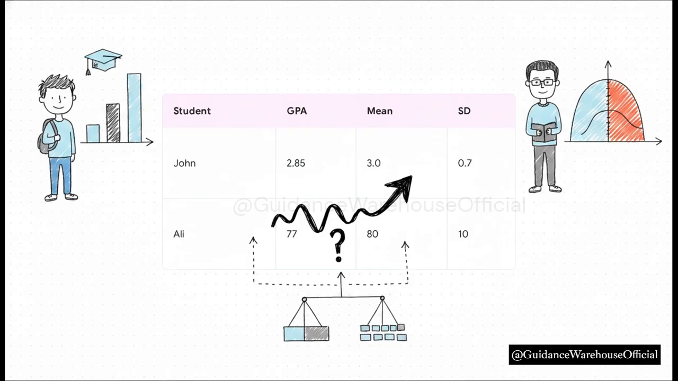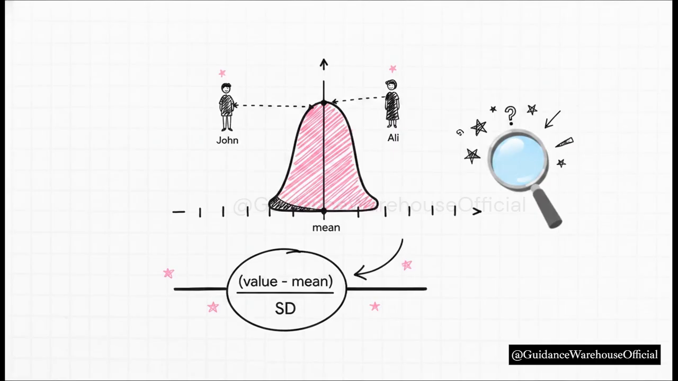John has a 2.85 GPA on a standard 4-point scale. His school's average is a 3.0, with a standard deviation of 0.7. Ollie, though, has a 77 on a 100-point scale. His school's average is an 80, with a standard deviation of 10. So, how on earth do you compare a 4-point scale to a 100-point scale? You use the standard deviation.